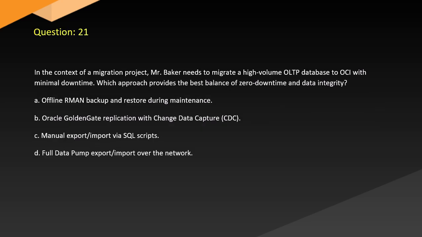Question 21. In the context of a migration project, Baker needs to migrate a high-volume old database to OCI with minimal downtime. Which approach provides the best balance of zero downtime and data integrity? A. Offline RMAN backup and restore during maintenance. B. Oracle GoldenGate replication with change data capture, CDC. C. Manual export import via SQL scripts. D. Full Data Pump export import over the network.